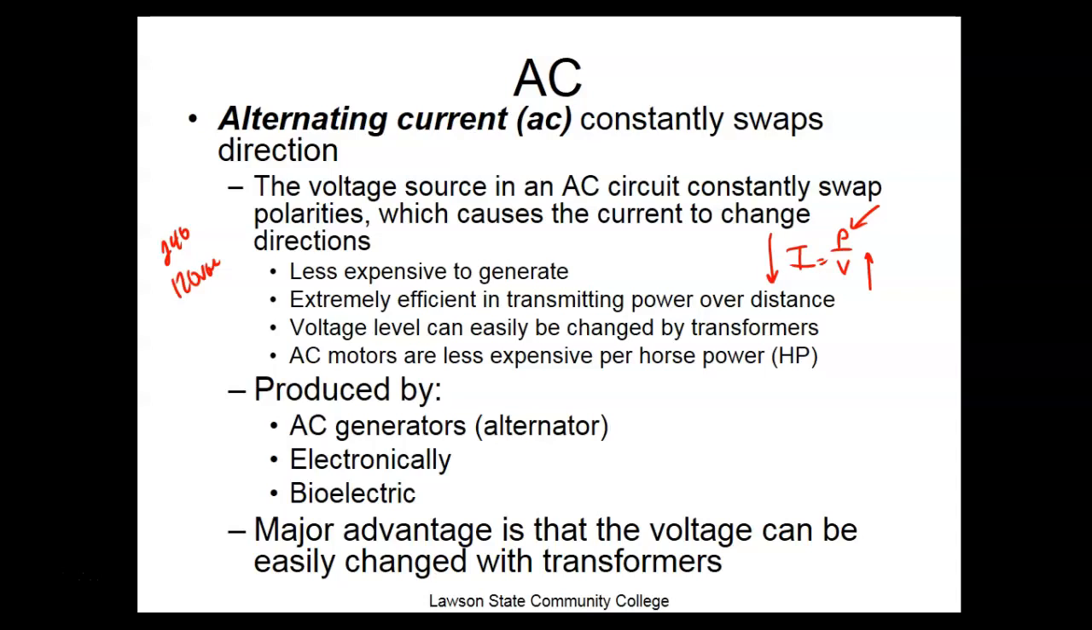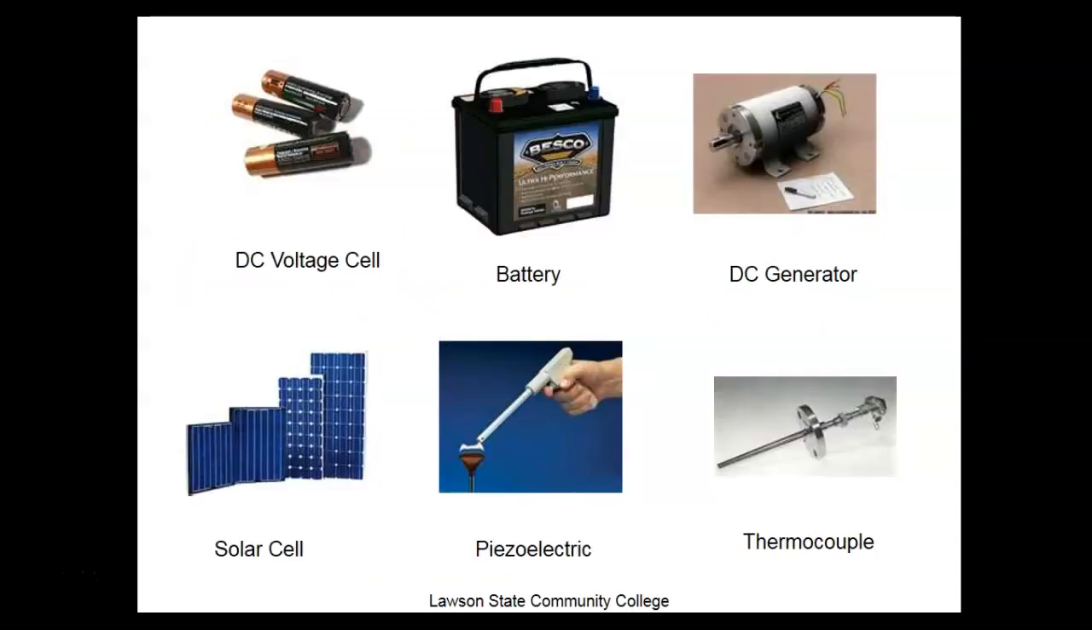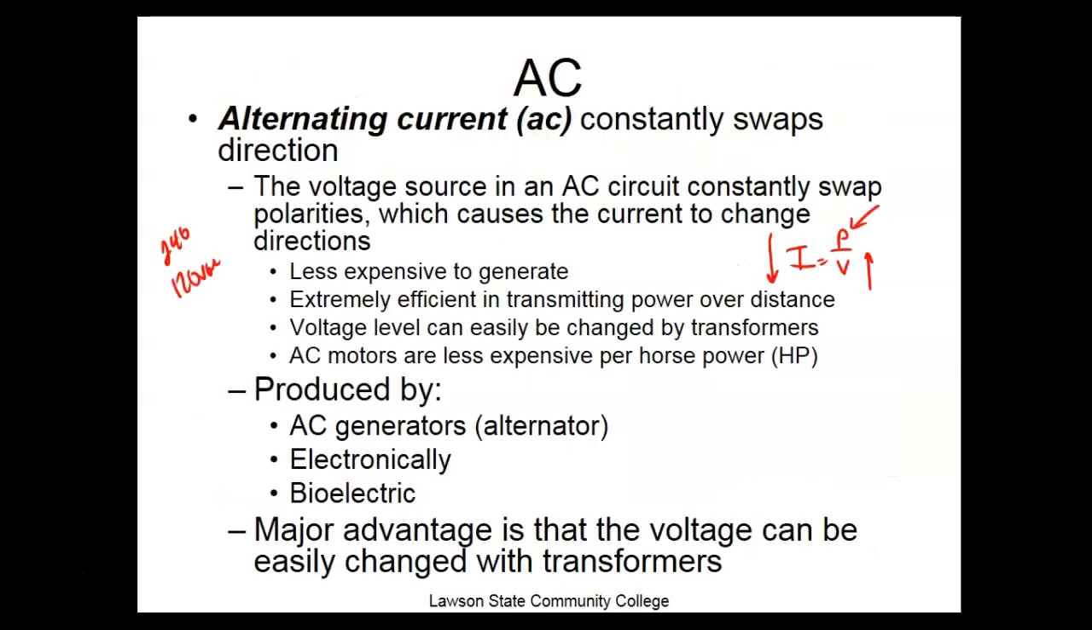So AC alternators produce it. Generators, but in our car we call it an alternator electronically. By the way, over here on this one, we create DC. Our body chemically creates DC. Our brain processes DC. So bioelectrically, we create DC. AC, the only thing that I know that creates AC bioelectrically is electric eels.